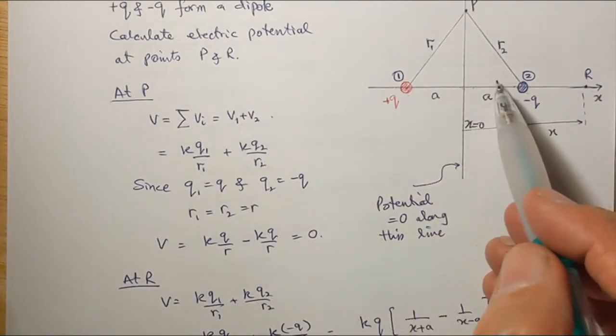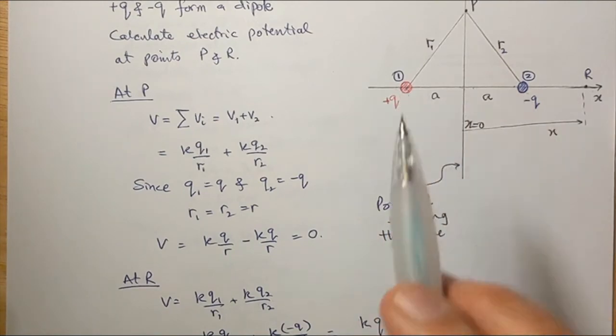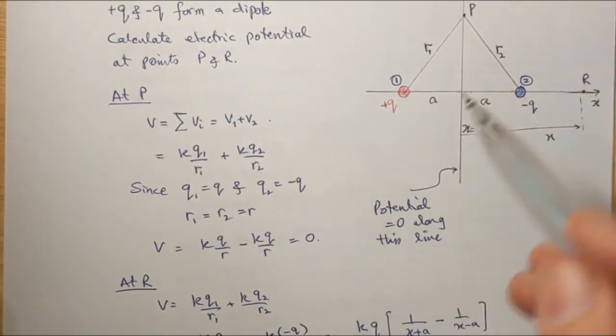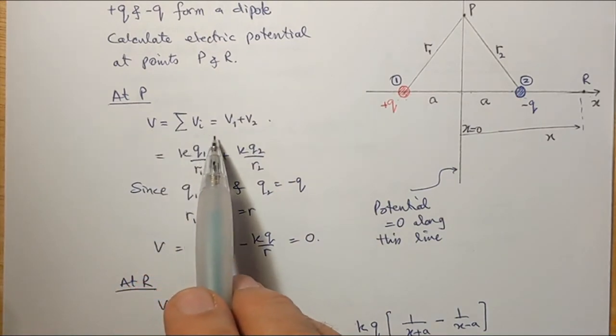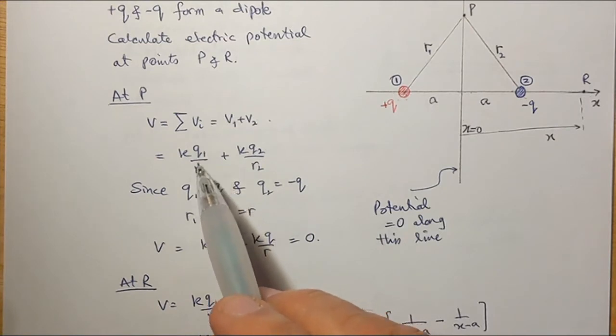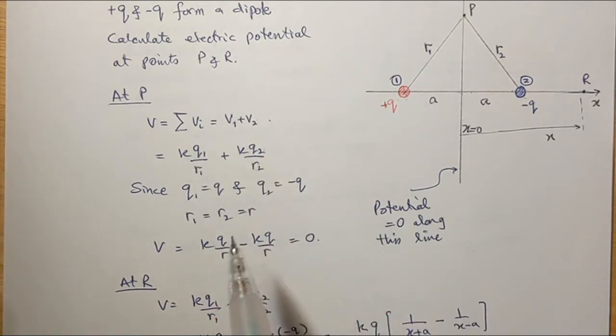This thing is called a dipole if the 2 charges are equal. So if we want to find the electric potential at P, we'll say it's the sum of Vi, which will be the potential due to 1 and the potential due to 2. This is KQ1 over R1, KQ2 over R2.